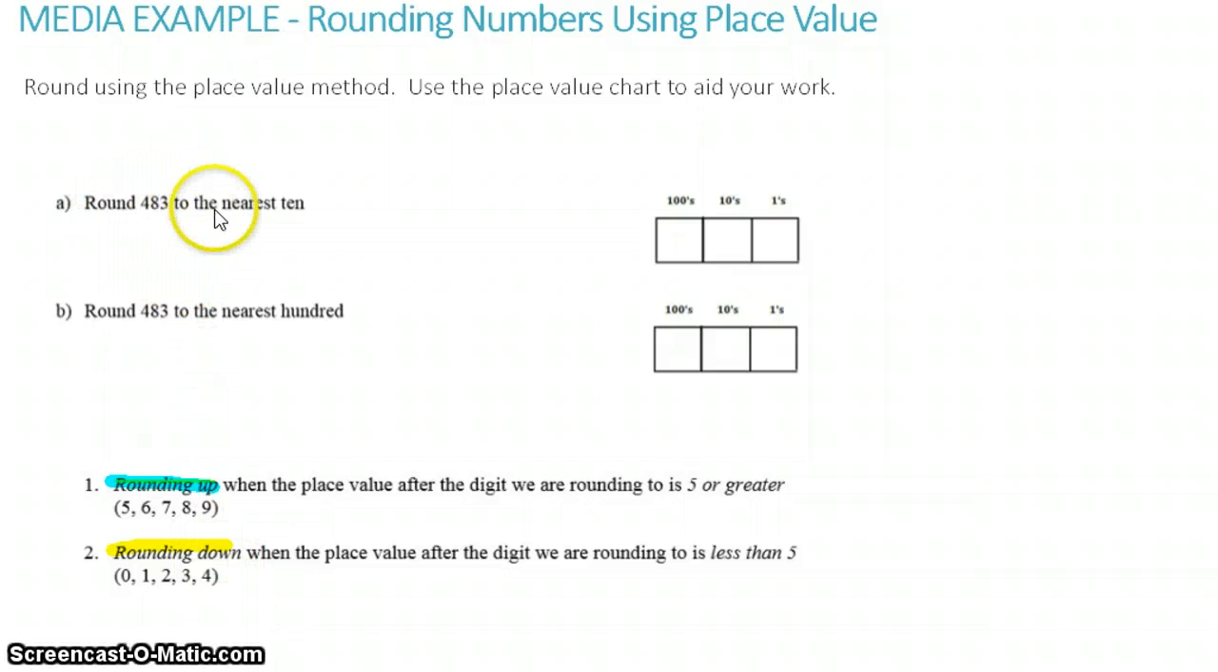Round 483 to the nearest 10. So let's put it in the chart. 483. And we're being asked to round to the nearest 10. So let's highlight the tens place. So remember from the directions that we're always looking at the digit after the place we are rounding. So we're looking at this digit, the digit to the right of the place value we're rounding.